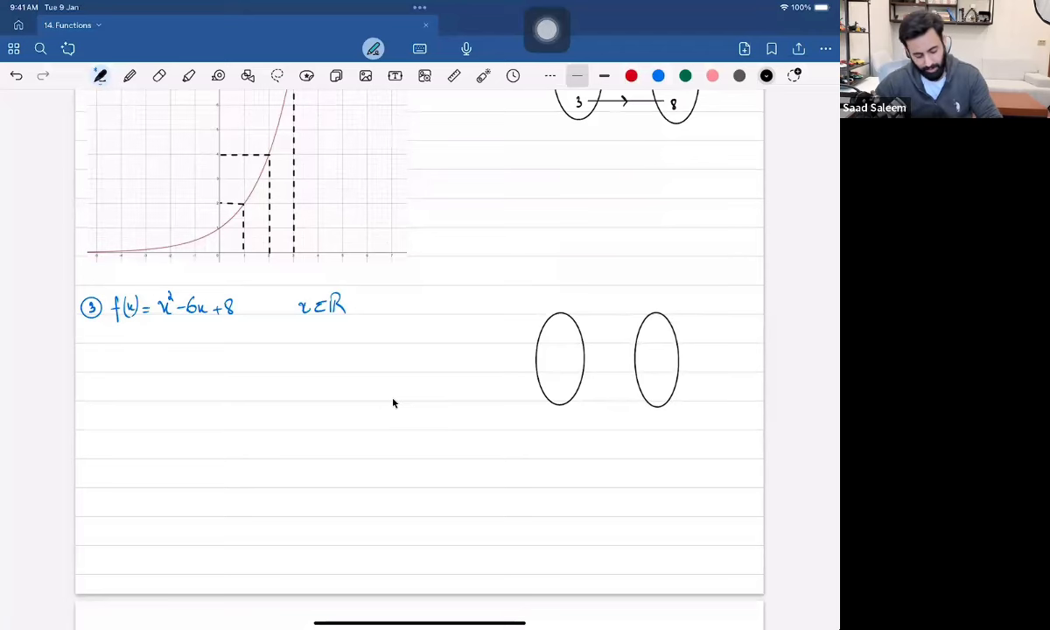Square root of a negative number. That's correct. Square root of a negative number is basically an imaginary number.